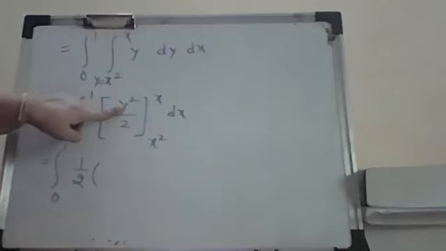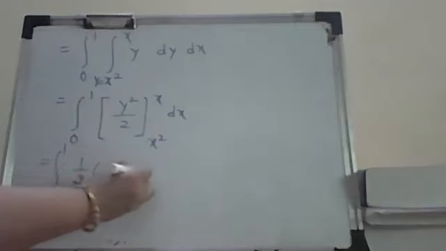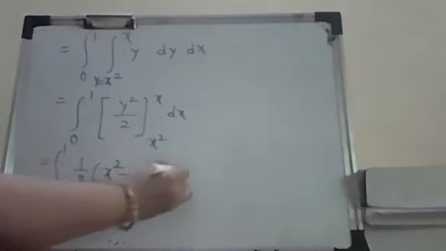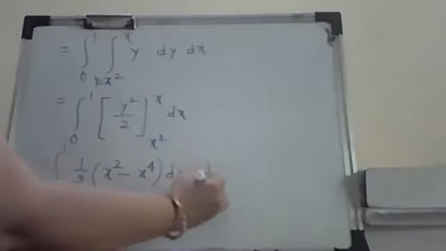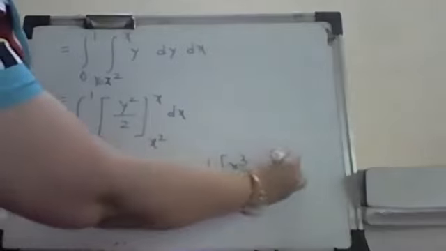And now the outside integral is 0 to 1. I can take out half outside. Put the upper limit. What is the upper limit? Upper limit is x square. So put that, and you'll get x square minus x raised to 4, dx. And now you solve this with respect to x. With respect to x, we can write this as half times x cube by 3 minus x raised to 5 by 5. Put the limits from 0 to 1.